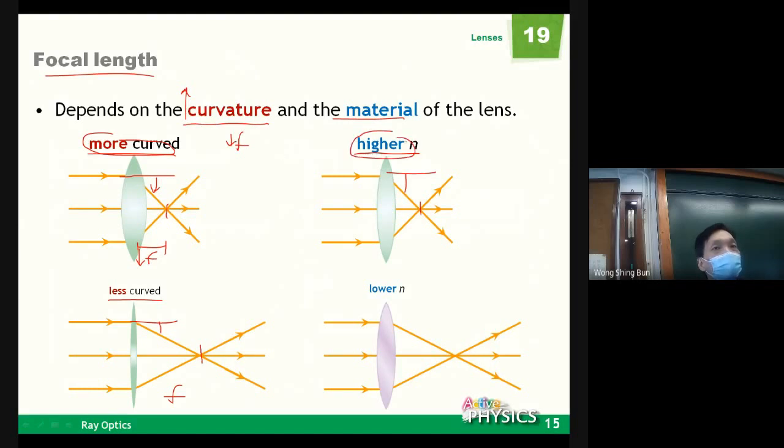Higher N, shorter F. Remember it. Okay? But of course, all of them should be coming from basic principle.